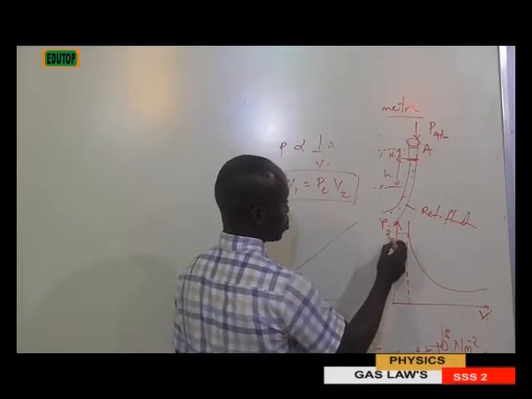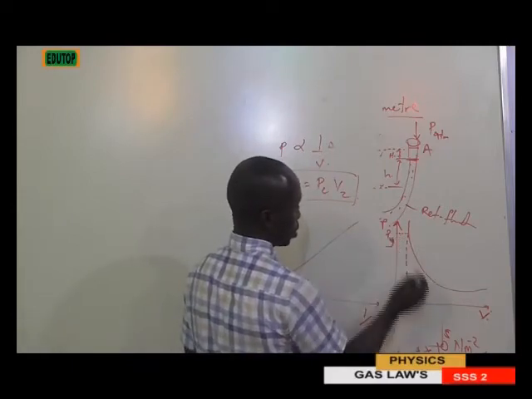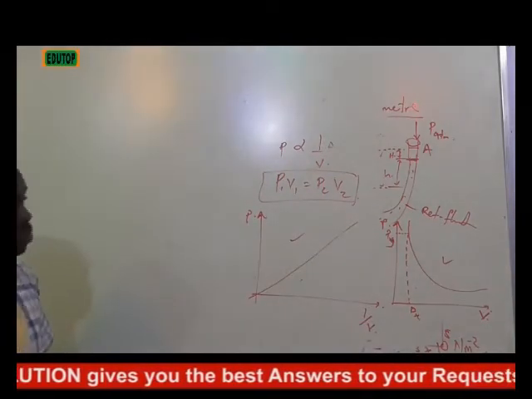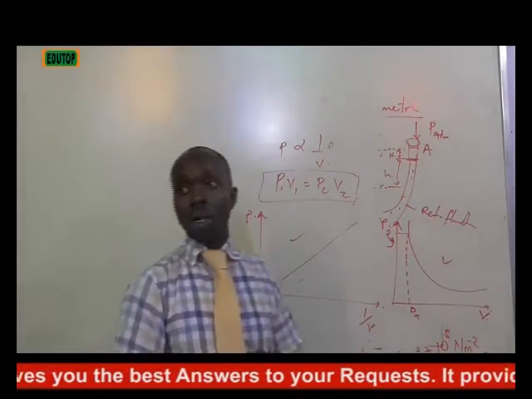Sure, you understand now. So this will be Py, Px. So any of these two can represent the graphical representation of your Boyle's law.